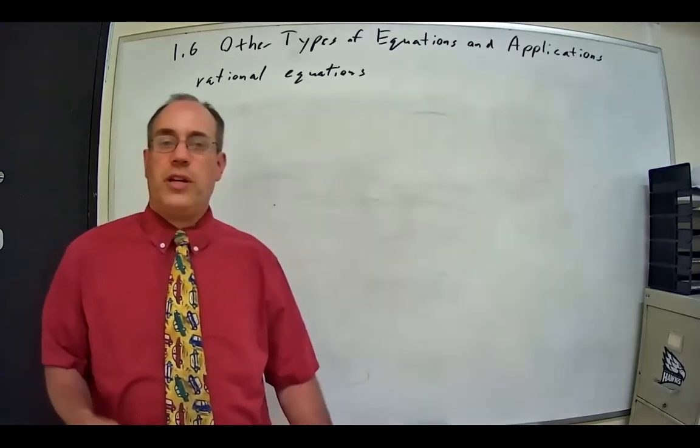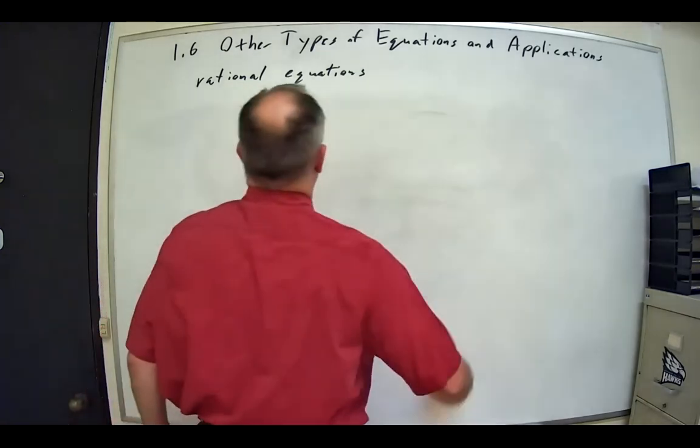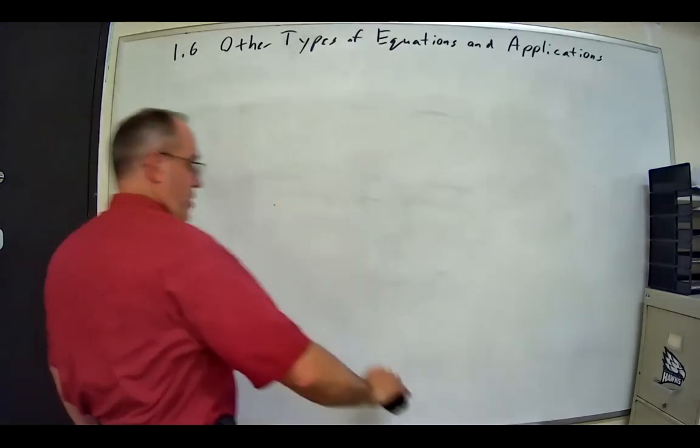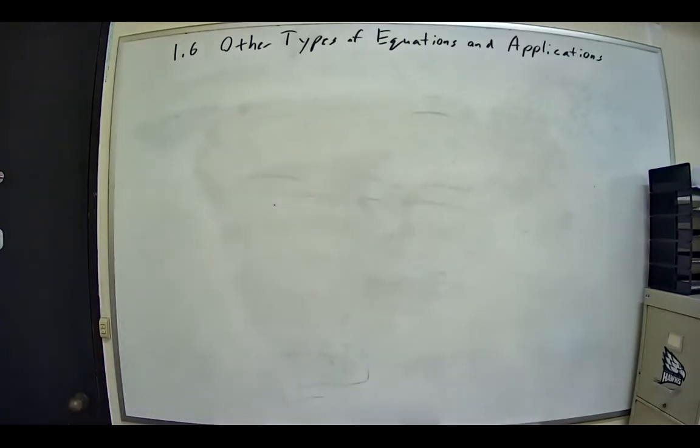So what I want to do is I want to look at an example. So I'm going to get rid of this rational equations part, but I'm going to leave the rest of that up there. And I'm going to pull up one of my famous PowerPoints.